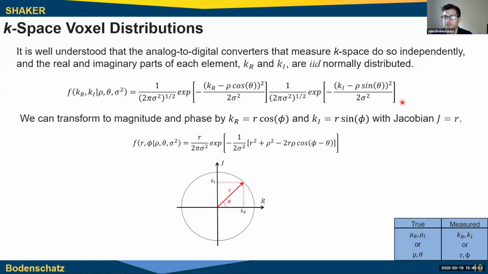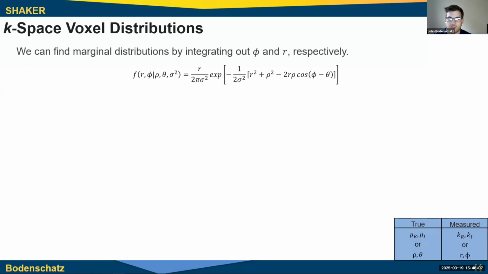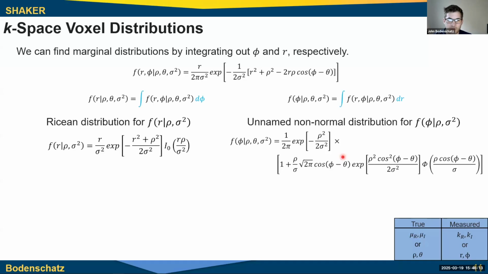If we want to look at the magnitude and phase scheme, however, we can just do a transformation of variables, which I've listed here. And when you do that, you get this joint distribution for the magnitude and phase. And if we want to separate that out into our marginal distributions, we just integrate out the opposite parameter, respectively. And we end up with a Ricean distribution for the magnitude and this unnamed non-normal distribution for the phase.